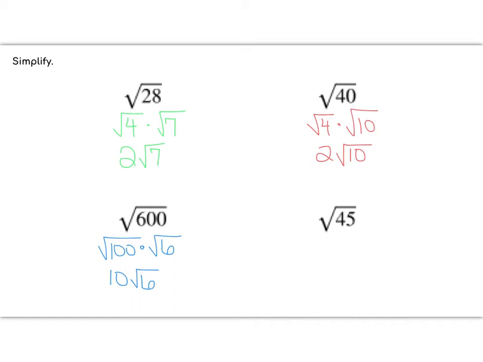Okay, square root of 45. What perfect square divides 45? 9 divides 45. So I can factor the square root of 45 into the square root of 9 times the square root of 5. Now, finish it up and tell me the simplified form of the square root of 45. The square root of 9 is 3. So I end up with 3 times the square root of 5, or 3 root 5.